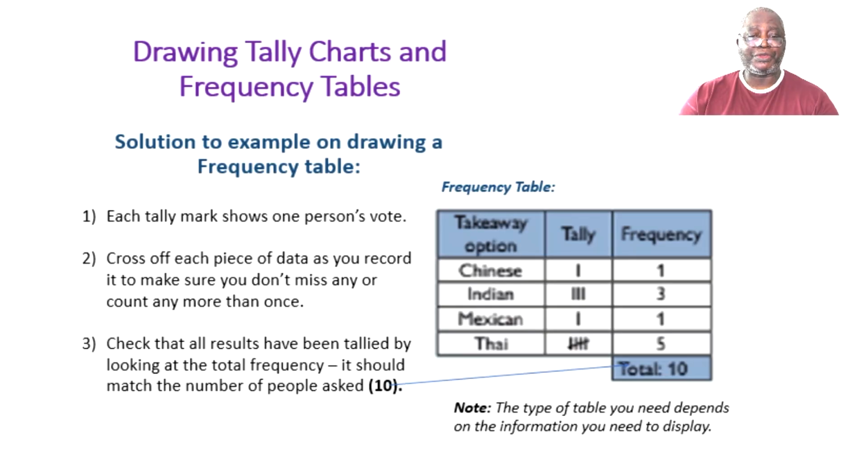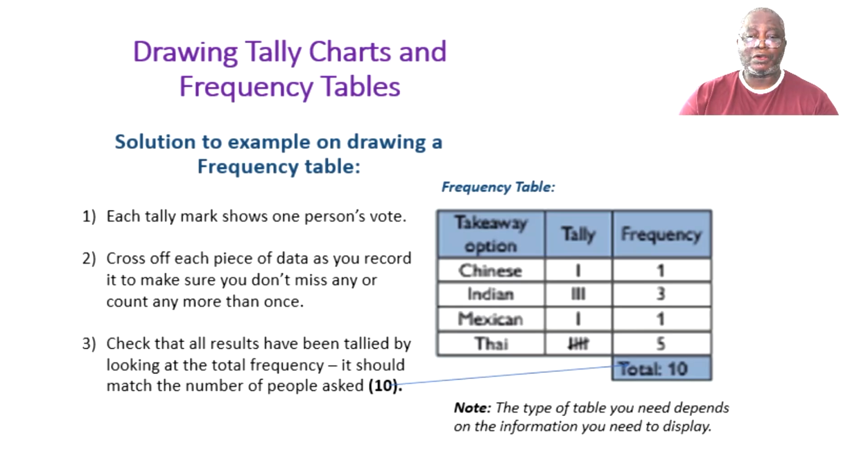Cross off each piece of information as you record it to make sure you don't miss any or count any more than once. Check that all results have been tallied by looking at the total frequency. It should match the number of people asked. 10 people were asked, so if you look at the total on the frequency column, the total is 10.